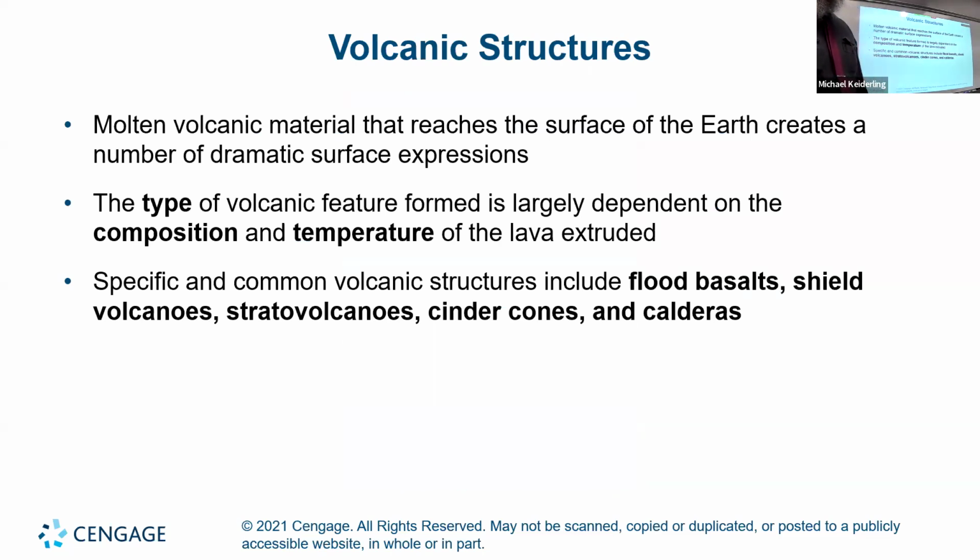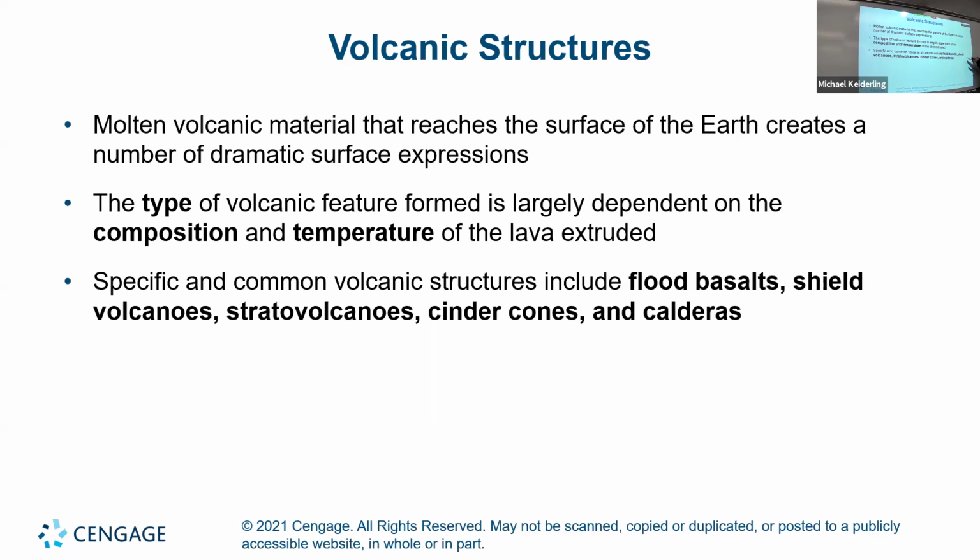So volcanic structures are formed from that volcanic material that reaches the surface of the earth. It can create a number of dramatic surface expressions. But the type of features that form depends on the type of eruptions and the type of lava. So what kind of volcano you get at the surface is largely dependent on the temperature and the composition of the lava. Some common structures include flood basalts, shield volcanoes, stratovolcanoes, cinder cones, and calderas.